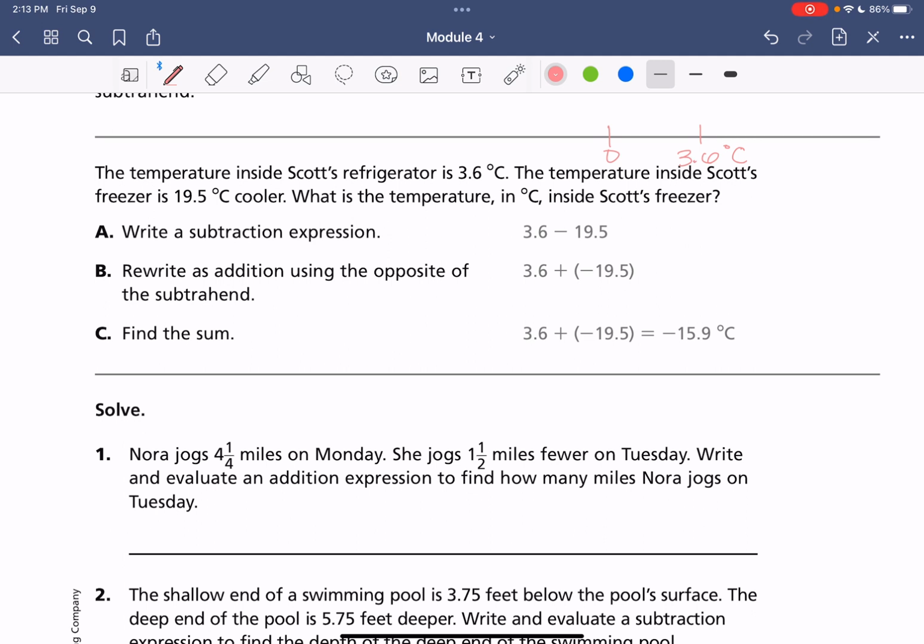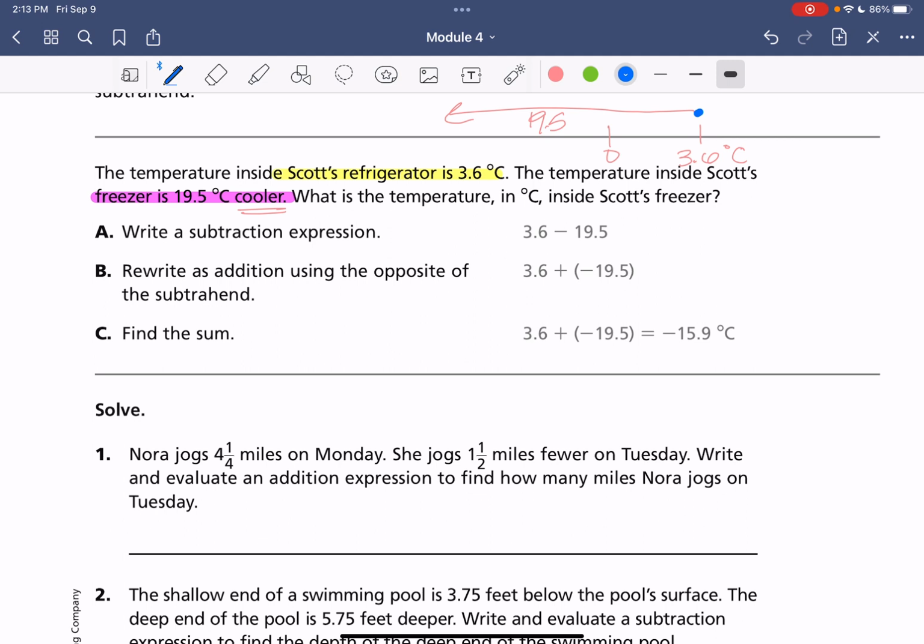The temperature inside Scott's refrigerator is 3.6. The temperature inside Scott's freezer is 19.5 degrees cooler. So be careful to understand that it's not saying it's negative 19.5 degrees Celsius. It's saying it is cooler, 19.5 degrees cooler than what is in the refrigerator. So we can do a subtraction problem.